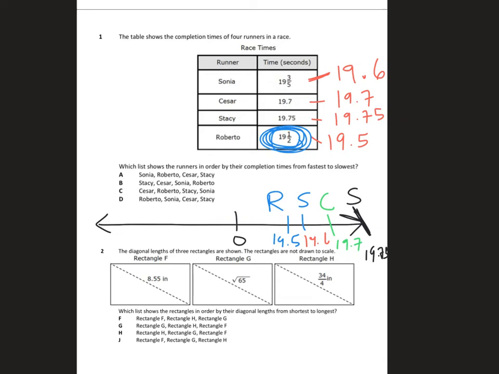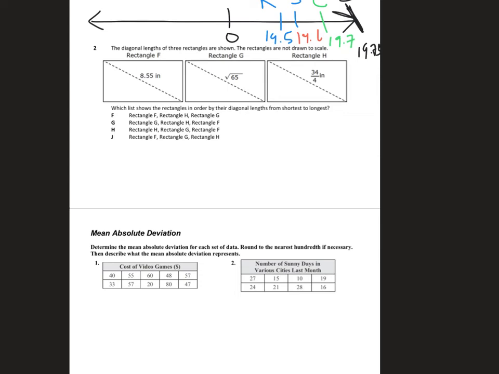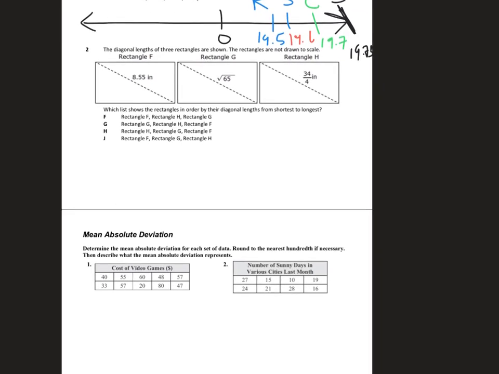Next up, the number 2, the diagonal lengths of 3 rectangles are shown. The rectangles are not drawn to scale. Which list shows the rectangles in order by their diagonal lengths from shortest to longest? So the first one is already given to us in decimal form. Remember, we need to write these as decimals. So the first one, 8.55.